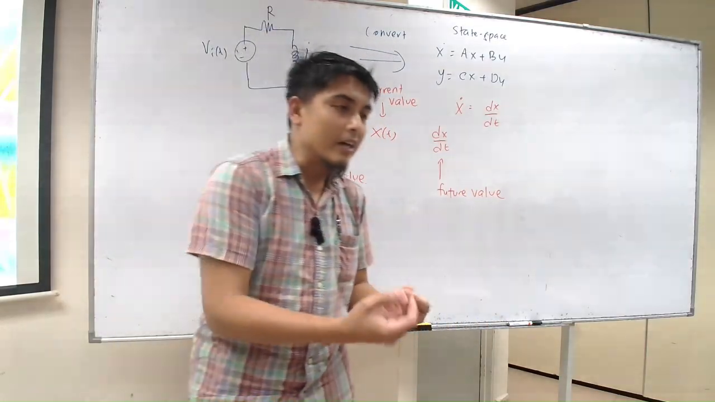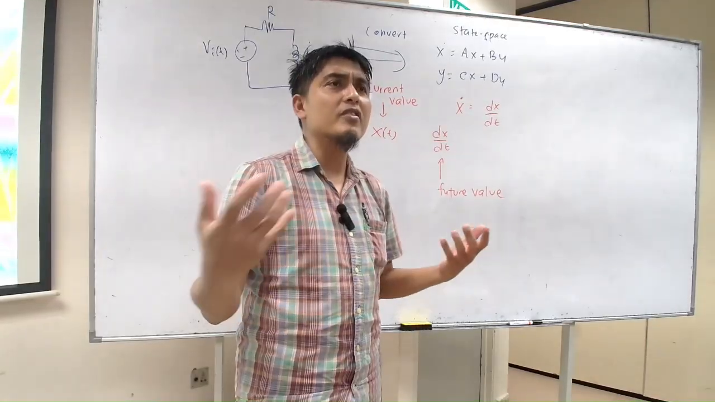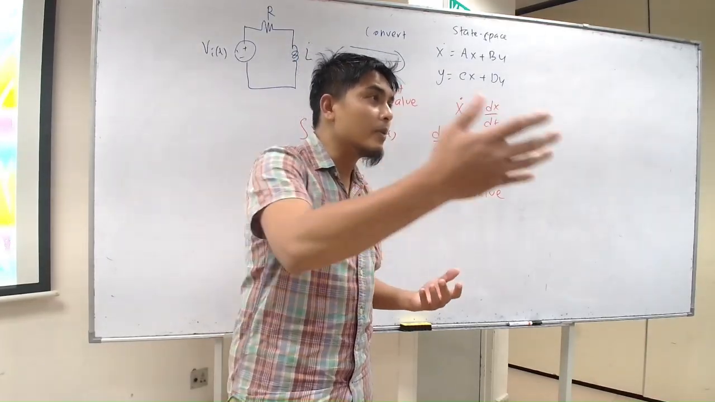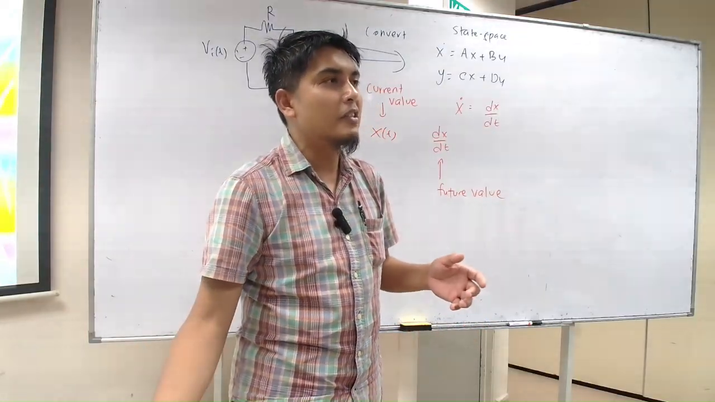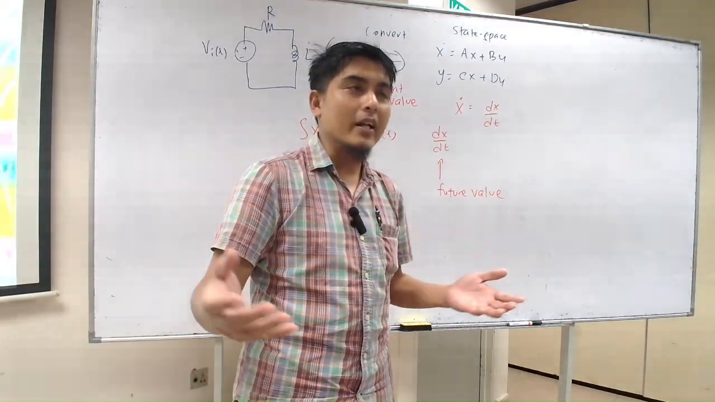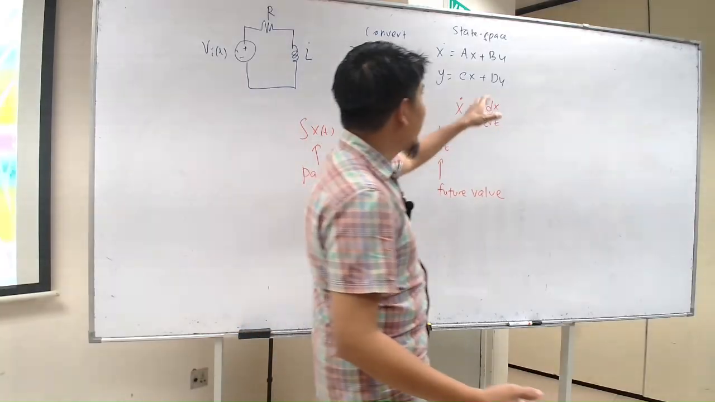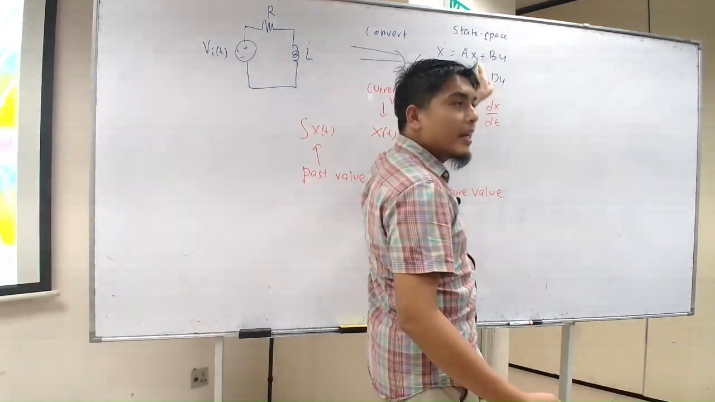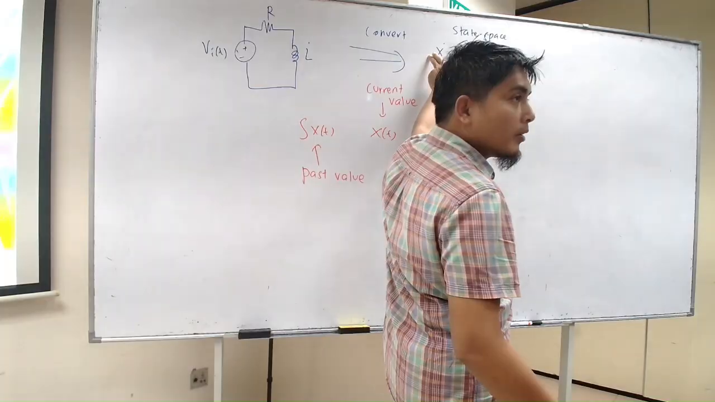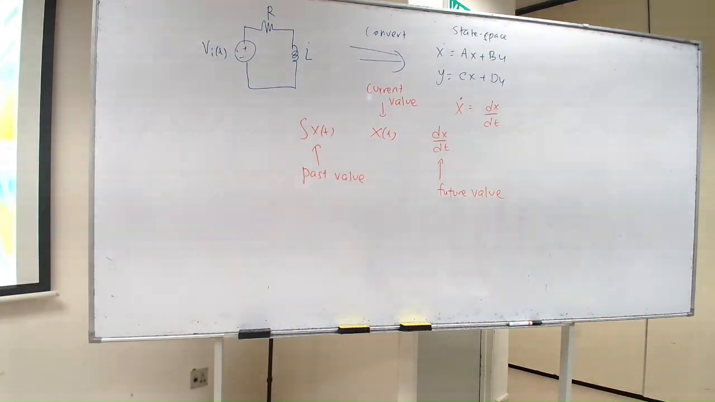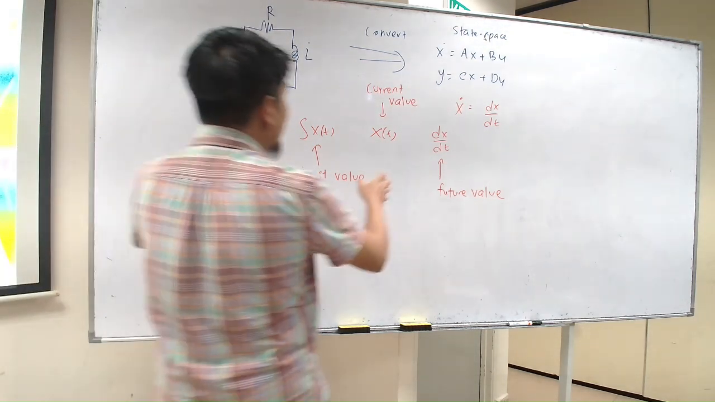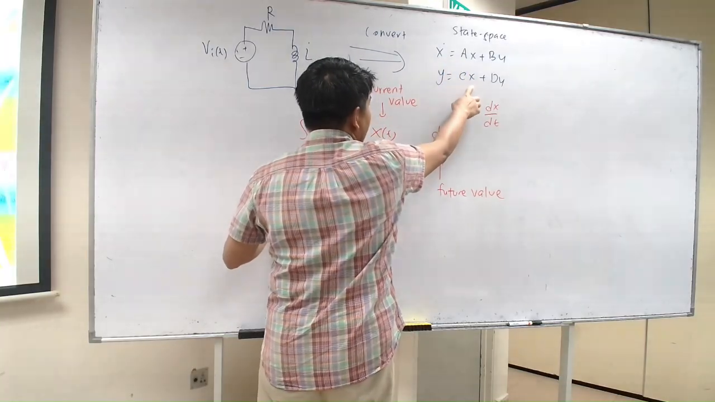Okay, so this is the advantage of the state space. You only have the current value, but what happens to the future? Is the system stable? Is the system unstable? Is the system good? Is the system rubbish? Something like that. So you just plug in the current value here, and then you can know the future value. That's the advantage of the state space. Is it clear? Okay. So this is the meaning of the x dot, x, y.